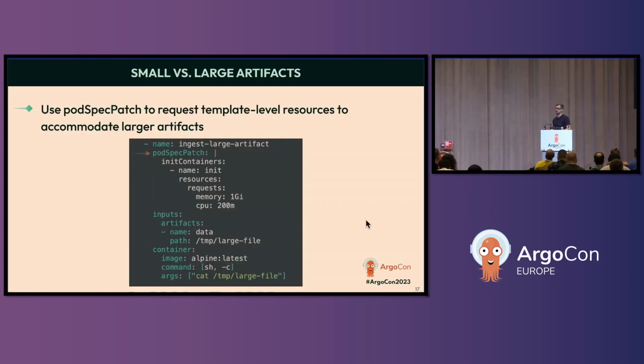Next, we want to get into how you want to provision resources so that processing artifacts of different size doesn't cause issues and kill your workflows. An important feature to know here is PodSpec Patch, which will provide template-level resources to accommodate a larger artifact if you need it processed, or if you need to consolidate a bunch of artifacts in a step, provide more resources to get that done quicker. You do that here in the workflow definition, and you can provision resources here for the init container to spin up and get that file processed, and that way you don't run into some sort of out-of-memory issue that kills your workflow.